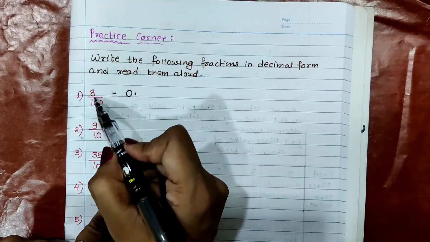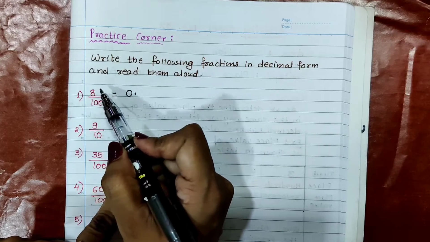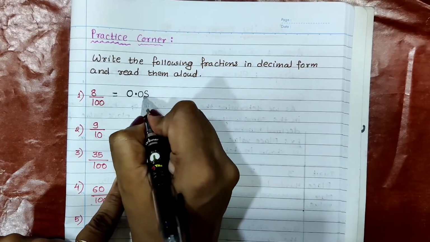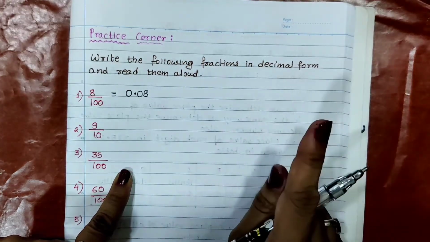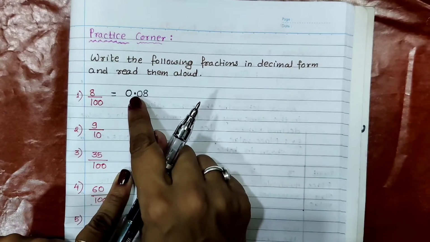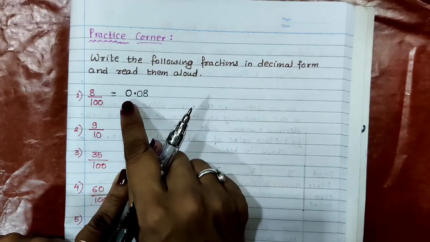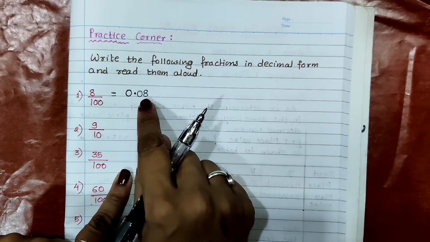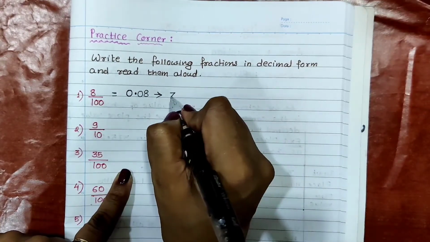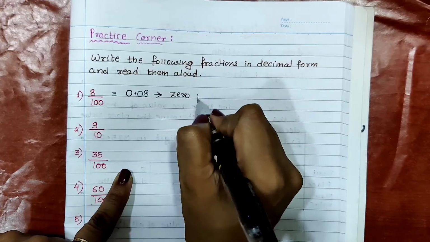But we are having only 1 digit, only 8 is there. So how to write it as 2 digits? 0, 8. You should not write 8, 0. Okay, 8, 0 means 8 only. So we have to write 0.08. So answer is 0.08. How to read it? We will be reading it as 0.08.